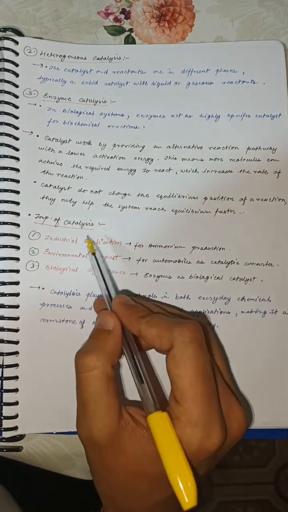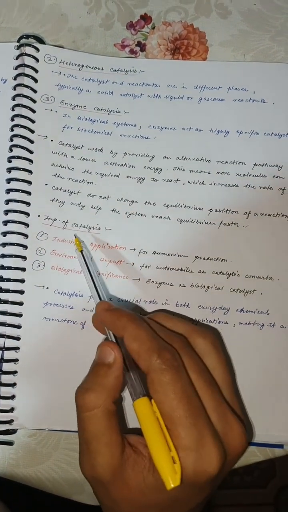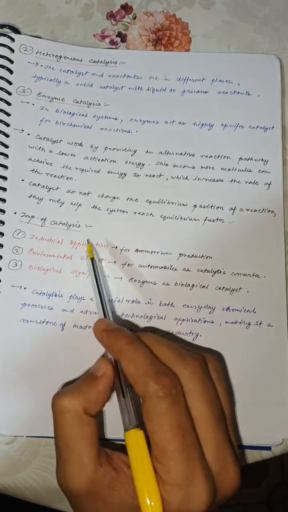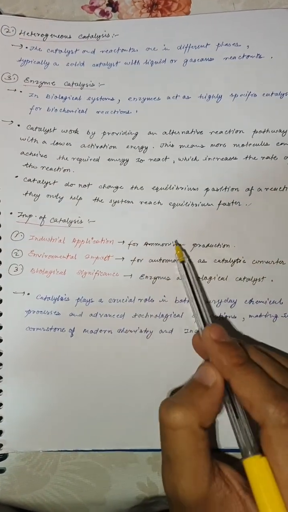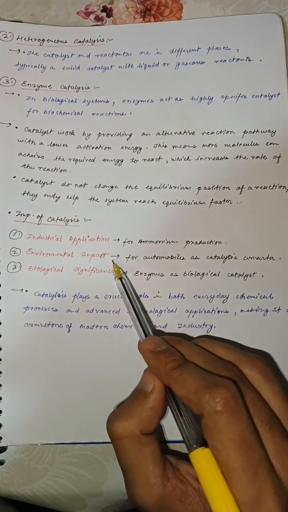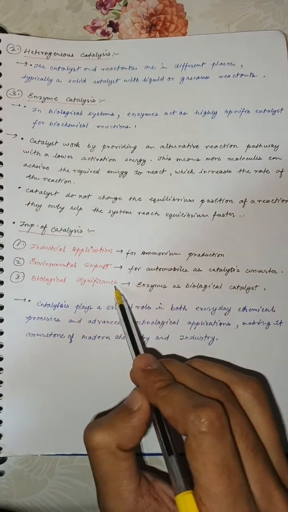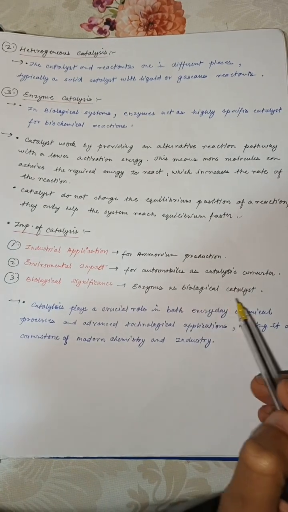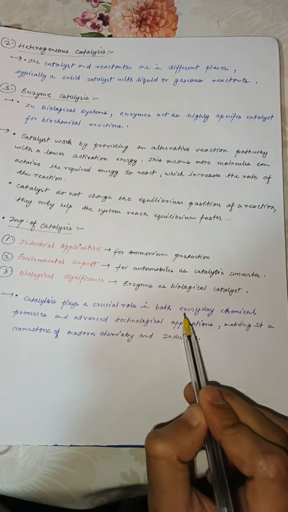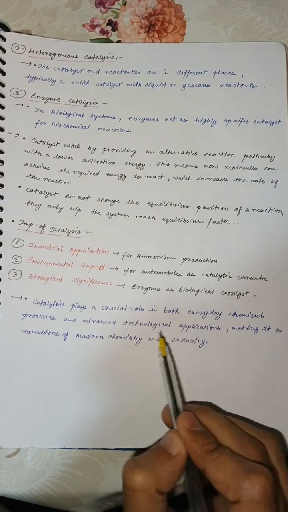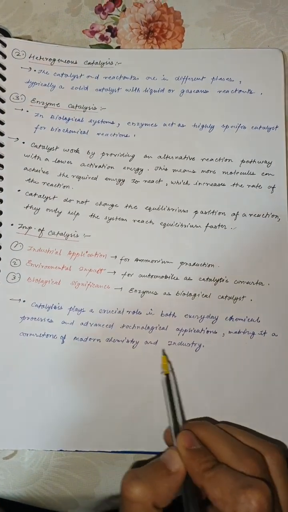So, what is the importance of catalysis? Where is it used? There are three areas of importance: industrial application, environmental impact, and biological significance. Industrial application, for example ammonia production; environmental impact, for example catalytic converters in automobiles; and biological significance, enzymes as biological catalysts. So at the end, catalysis plays a crucial role in both everyday chemical processes and advanced technological applications, making it a cornerstone of modern chemistry and industry.